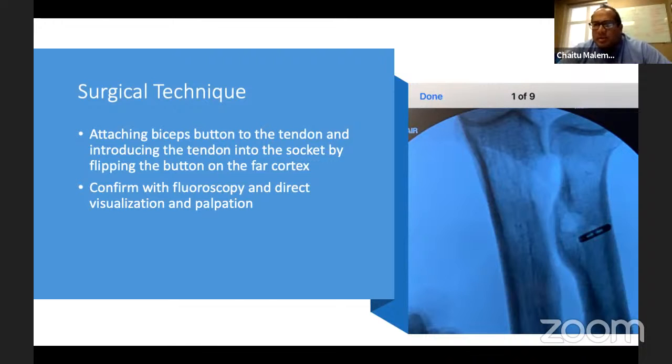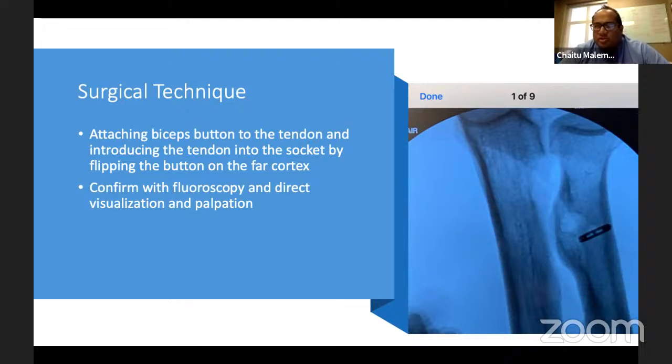In my hands, I did use an interference screw as well in the past, so I would ream 0.5 millimeter larger than my tendon diameter. But my level 5 evidence is that I think the line-to-line fit that I've been getting has been getting equally good fixation, and the patients have been doing very well.